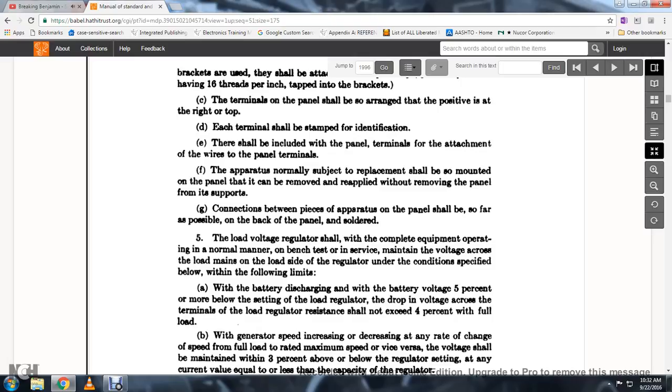5. The load voltage regulator shall be complete equipment, operating in a normal manner on the bench, so as to maintain the voltage across the load mains on the load side of the regulator under the conditions specified below within the following limits. A. With the batteries discharging, with a battery voltage of 5% or more below the setting of the load regulator, the drop in voltage across the terminals of the load regulator resistance should not exceed 4% of the full load.